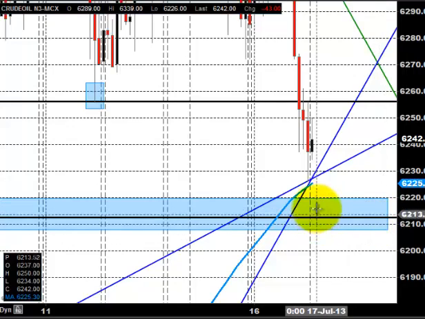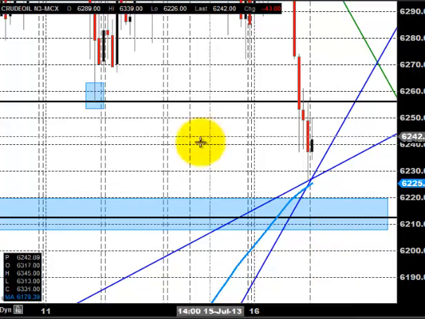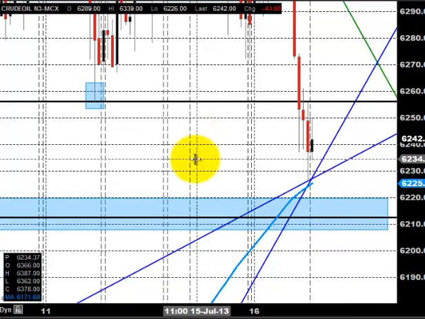Till now we are saying unless the price breaks this zone, we don't expect the crude to show a reversal in trend. Wait for the price to break, then take your decision.